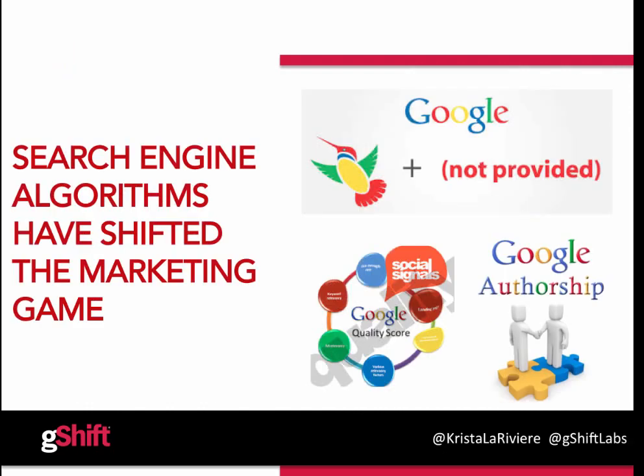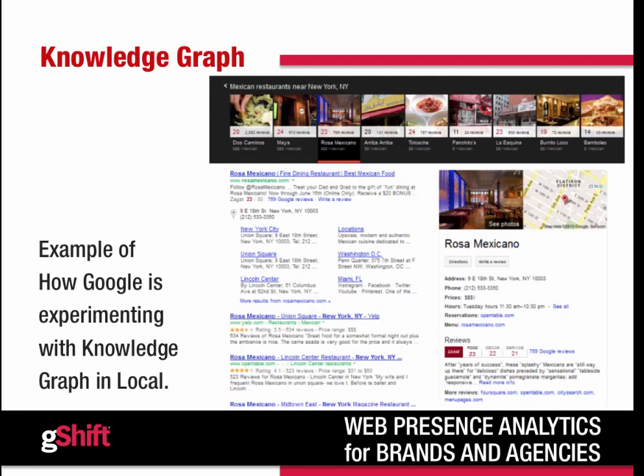So this kind of shows you a quick picture showing how search engine algorithms have shifted the marketing game. Hummingbird plus not provided have made it much more difficult to get keyword insights and make keyword research much more challenging. Quality score is obviously built up of a bunch of different factors that Google takes into account, such as keyword relevancy, mobile speed, the content on the landing page, and now even social signals are taking a part of the Google algorithm. And then the introduction of Google authorship has shifted everything.